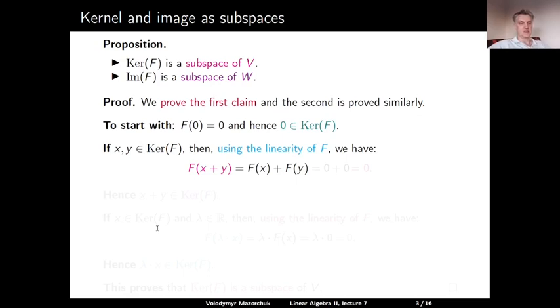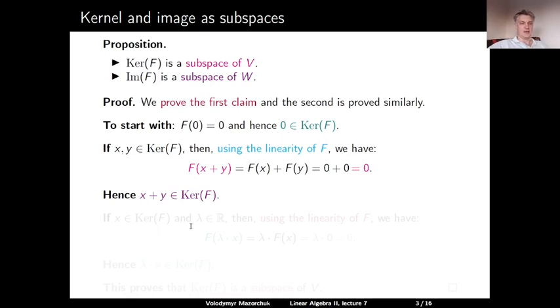So since x is in the kernel of F, F of x is 0. Since y is in the kernel of F, F of y is 0. And 0 plus 0 is equal to 0. So this means that F sends x plus y to 0. In particular, x plus y belongs to the kernel of F. So the kernel of F is closed with respect to addition of vectors. So this is the next step in proving that the kernel of F is a subspace.